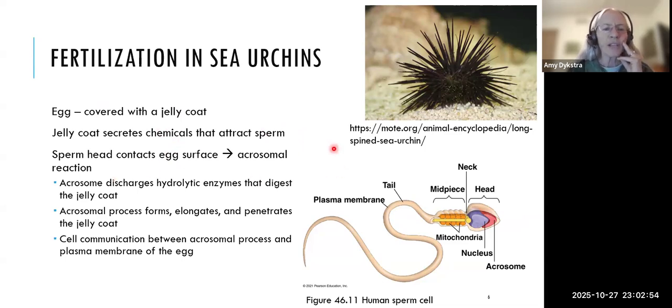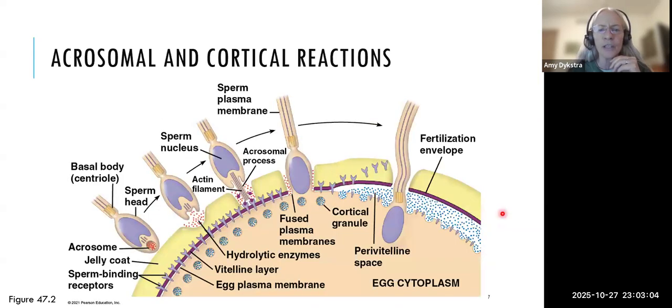The sperm head then is going to come in contact with the surface of the egg, and the egg, remember, is covered with this jelly coat. In fact, I'm going to show you the next slide and see, you can see that here's the egg. The egg is much larger than the sperm. This is just a piece of a sperm. This is most of a sperm. This figure from your book shows a sequence of events that happens.